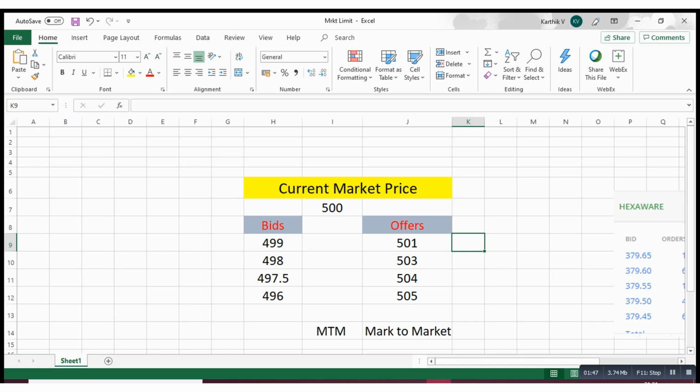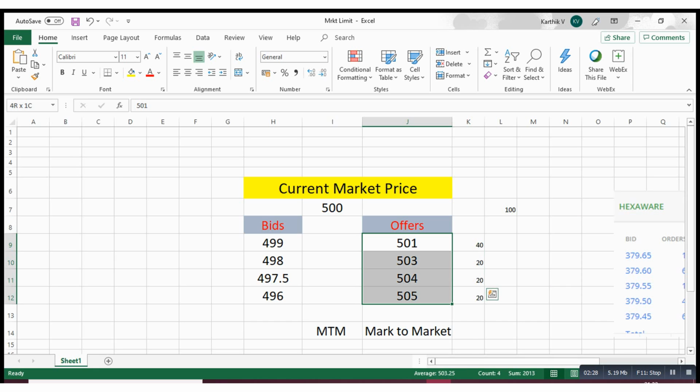you can see offers, people are trying to sell at these prices. At 501 there are 40 quantity, one person is willing to sell around 40 quantity at 501. Next, at 503 some 20 quantity is being sold, and at 504 again 20, and here at 505 again some 20 quantity people are selling. So when you place a market order for 100 quantities, this order will get executed in these different price ranges.